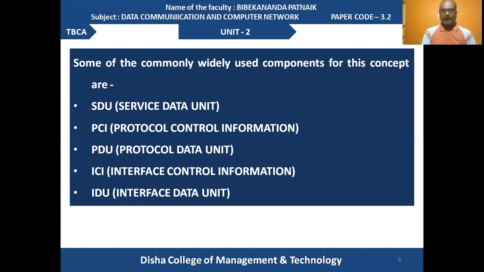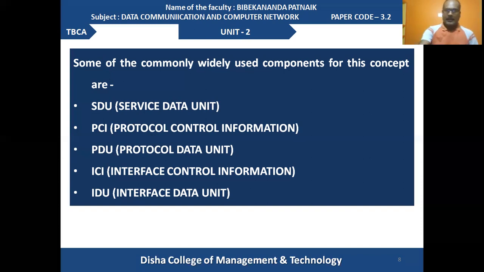Those components are widely implemented, that is basically called SDU, that is service data unit. Next one is called the PCI, that is protocol control information, and next one is called PDU, that is called protocol data unit, and next is called ICI, that is interface control information, and the last one is basically called IDU, that is interface data unit. So these components are widely implemented for communicating from one node to another node, or one user to another node, over a SAP, that is basically called service access points.